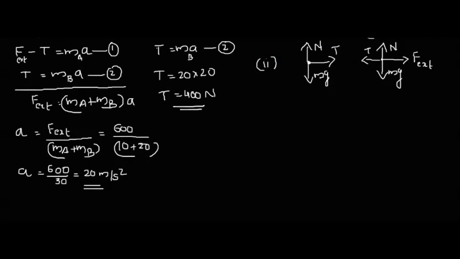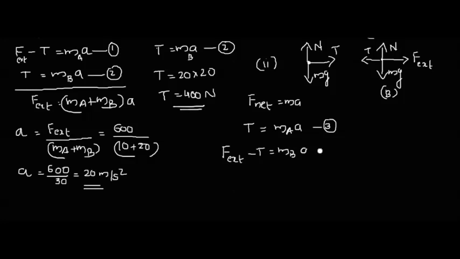So we have to again apply Newton's second law here. The net force experienced is F net equals M into A. Along the horizontal direction, for object A, only one force is acting. So T is equal to MA into A. And this will be equation number 3. And when I am applying Newton's second law along the horizontal direction for block B, I have two forces here. So F external minus T is equal to MB into A. Let this be equation number 4.